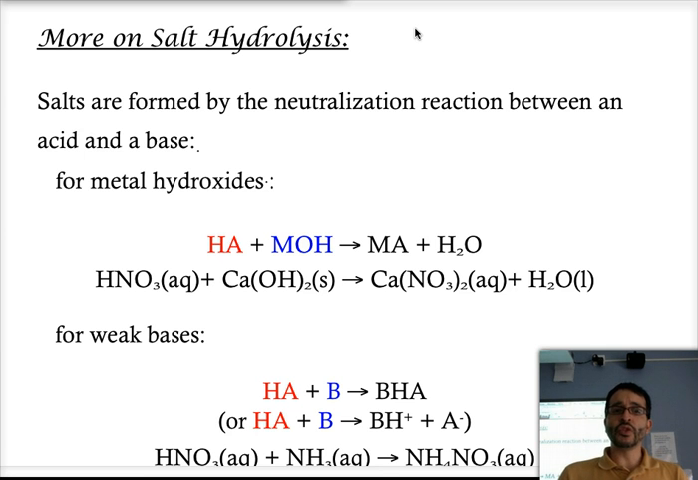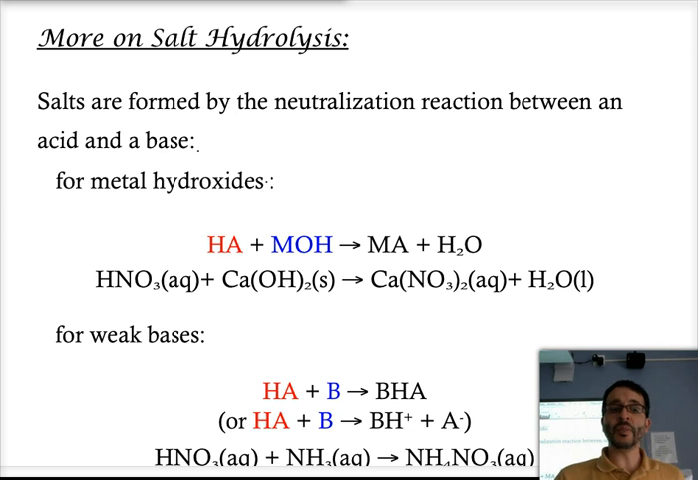So when you're reacting a metal hydroxide as your base with an acid, you're going to get our familiar formula of salt plus water. For example, nitric acid plus calcium hydroxide will give you calcium nitrate, which is a salt, and it'll give you some liquid water.